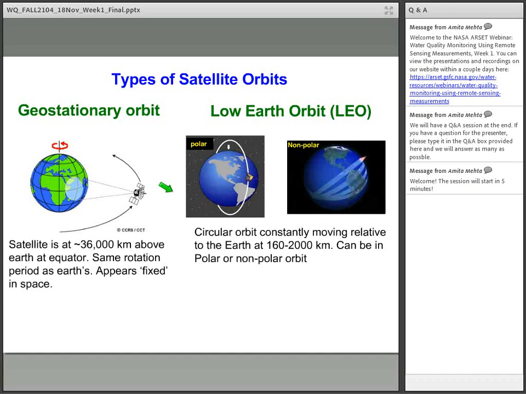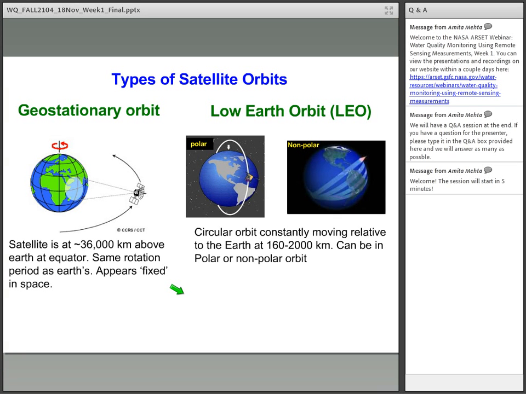Two other types of orbits are polar orbits and non-polar orbits. Polar orbits are where satellites go around Earth from pole to pole. So it goes this side and then comes back. And these are circular orbits. The satellite is moving as the Earth also rotates. And the height can be anywhere between 160 to 2,000 kilometers. So this is a polar orbiting satellite. Here there is a non-polar orbiting satellite. There is no coverage from pole to pole, although it covers all the longitudes. So this is a non-polar orbit.